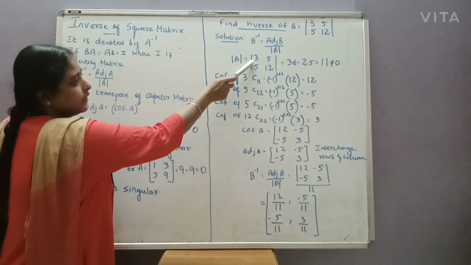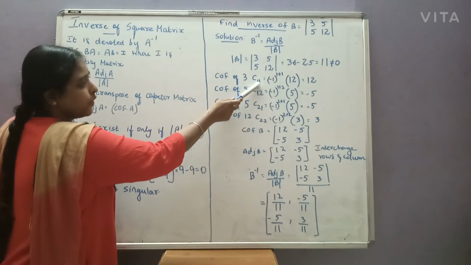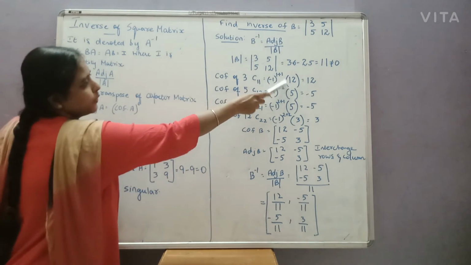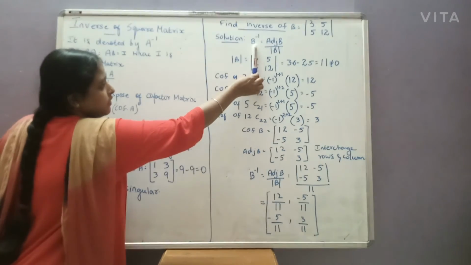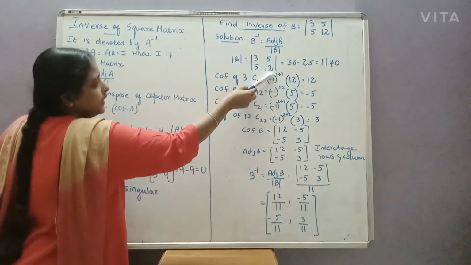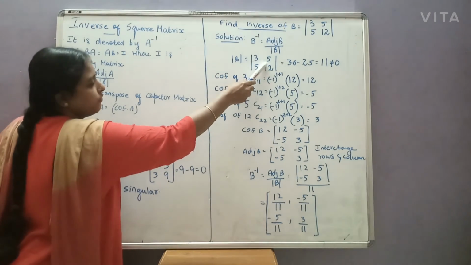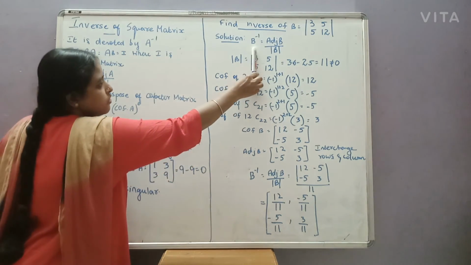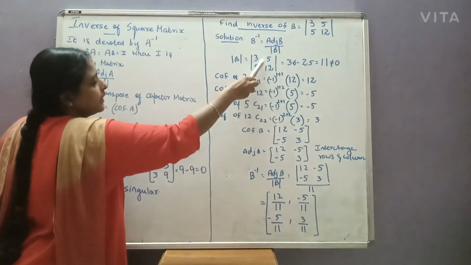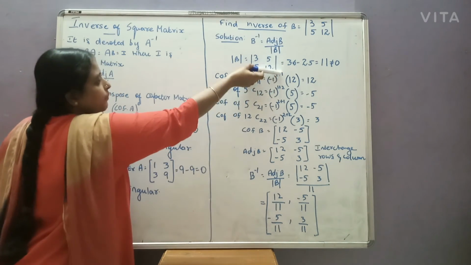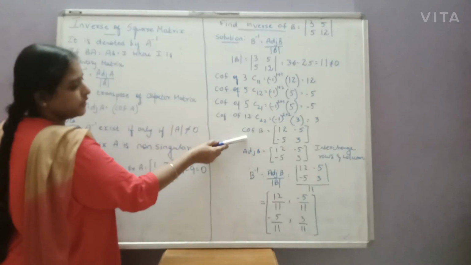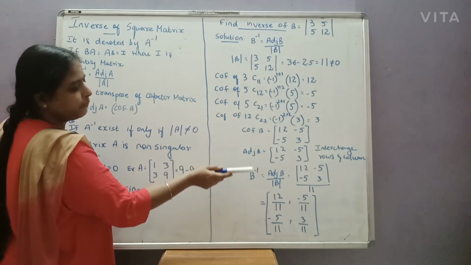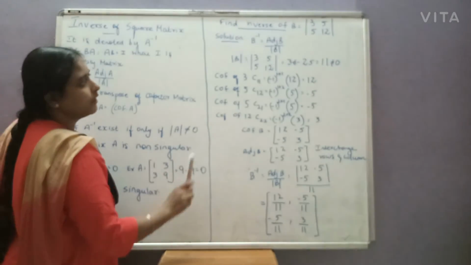Cofactor of 3 is, this is first row, first column. So 1 plus 1 is 2. So minus into minus is plus, this is 12. If you take this one, hide this column and this row, you will be getting 12. That only I mentioned here. Similarly for 5, hide this column and this row, you will be getting 5. For this 5, hide this column and this row, 5 you will be getting. Again for 12, hide this column and this row, you will be getting 3. Substitute in this cofactor B, find the transpose, interchanging rows and columns. Substitute in the formula, you get this answer.